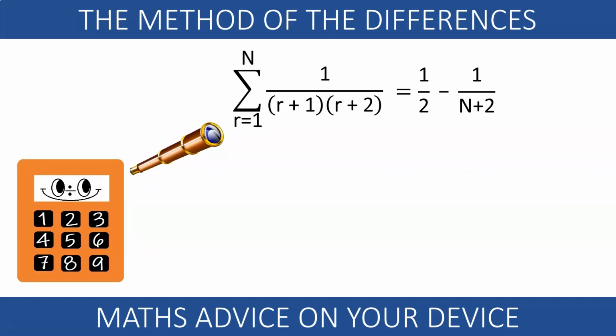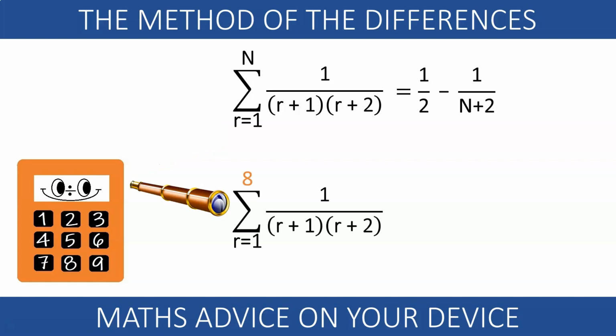Now that we found an expression, we can use it to evaluate the sum of the first, for example, 8 terms. By replacing n with 8, a half minus 1/10 equals 0.4.